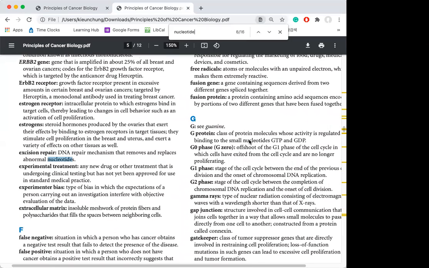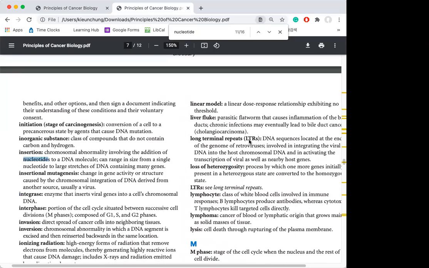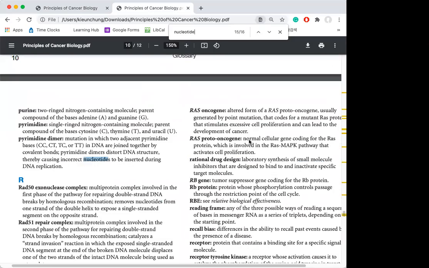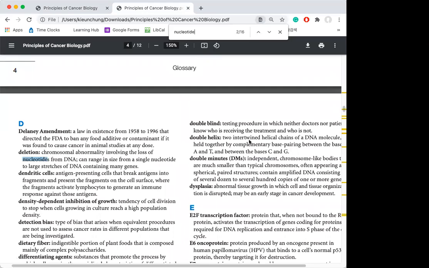Nucleotide. Guanine, cytosine, adenine, thymine, complementary base pairing, gene transcription, uracil, messenger RNA, translation, codon. These are everything that I know.